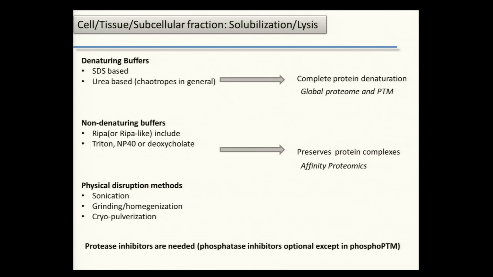These are normally based on chaotropes, most likely urea or guanidine hydrochloride. SDS in the buffer can also be used, and what this will do is completely unfold and denature your protein. That's great because then you have a nice single chain that can be chopped up by proteases. And it's very useful when you're doing complete protein experiments or post-translational modification.